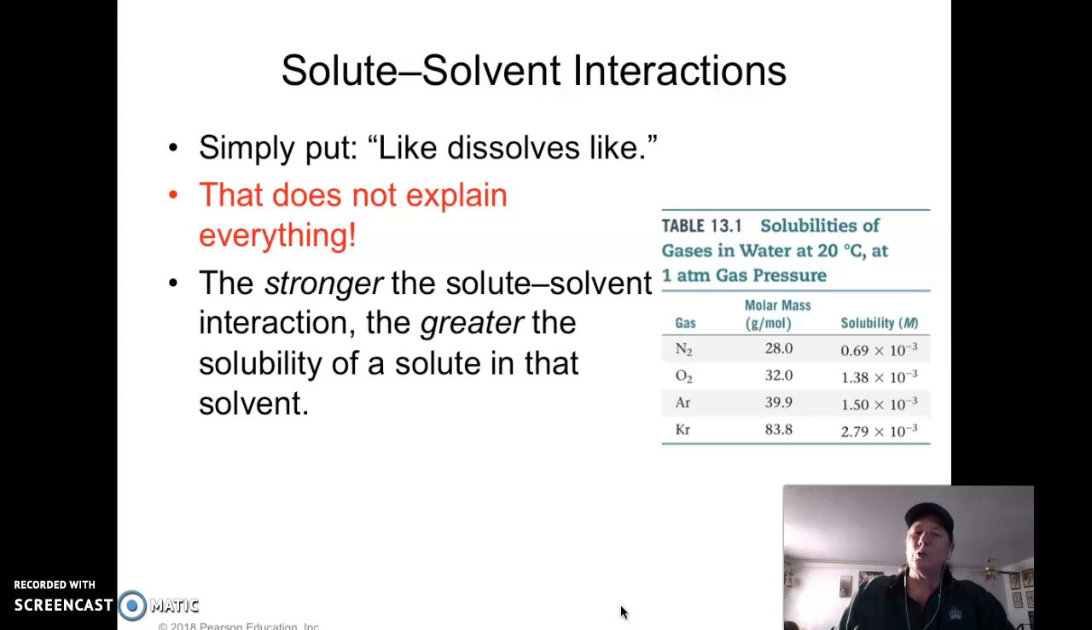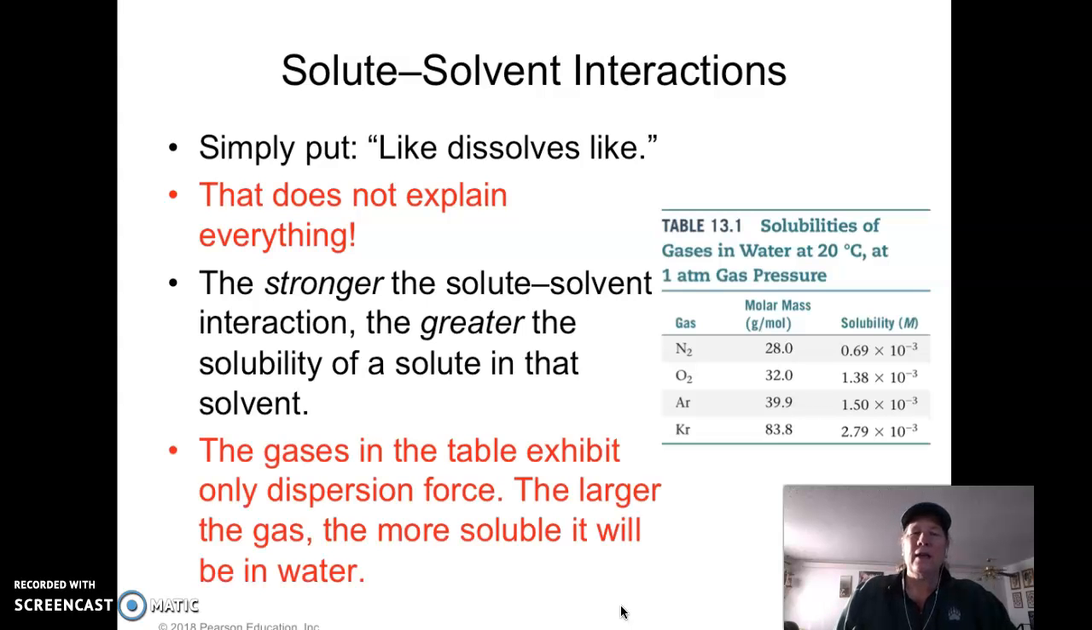Okay? The stronger their bond, the greater the solubility of the solute in a solvent. So again, if they have stronger bonds, like ionic bonds, then they're easier to make a solution. Okay? And gases have only one force in them. They have London dispersion forces. So they're more soluble in water.